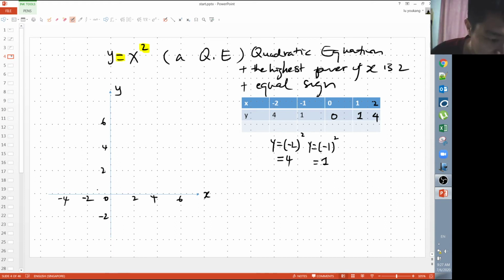So when x is -2, I get 4, right? And -1 and 1, -1 and 1 is somewhere here. 0 and 0 is here. 1 and 1, 2 and 4. Okay, so I can start to sketch this quadratic equation. Alright, so let me link up the right hand side.